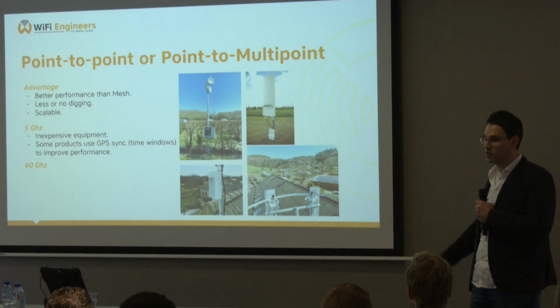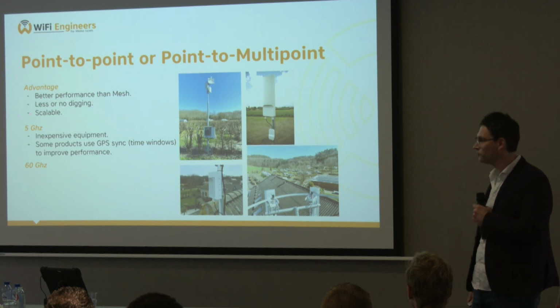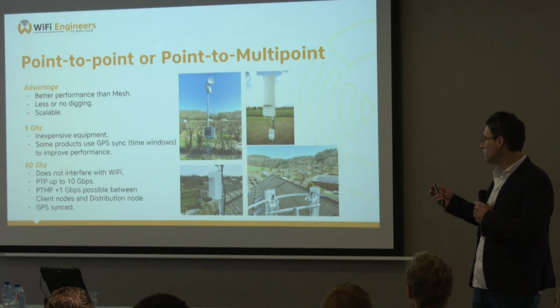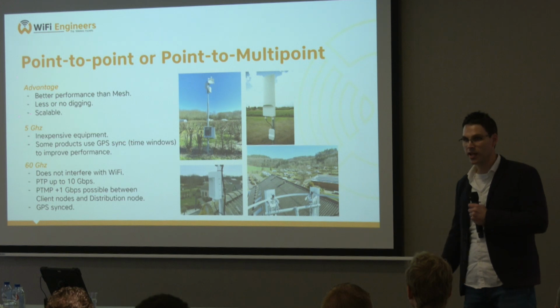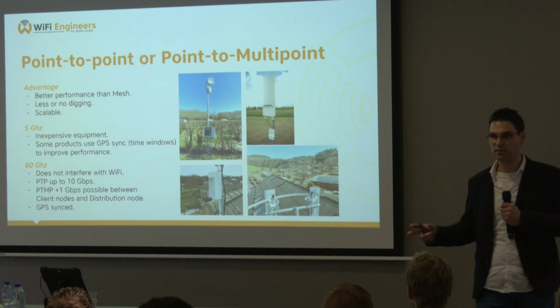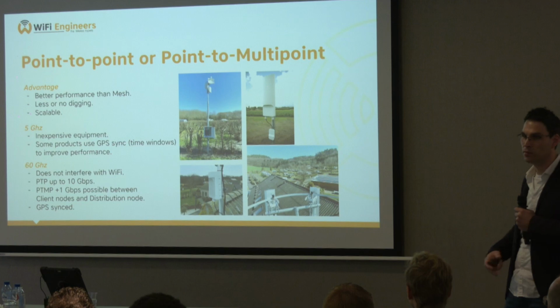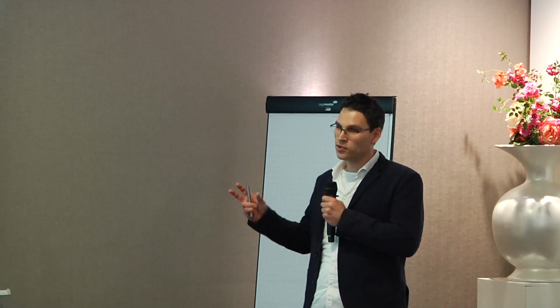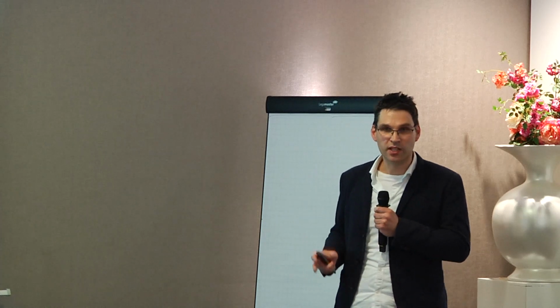You might also choose 60 gigahertz solutions. One big advantage 60 gigahertz offers is it doesn't interfere with your wireless. It's a completely different frequency. It offers also high throughput. In a point-to-point situation, you can nowadays have up to 10 gigabit throughput. Or you can use a point-to-multipoint solution and have a 1 gigabit, maybe more backbone.